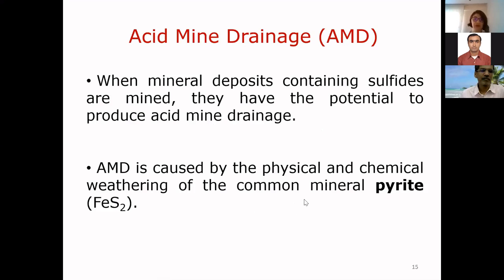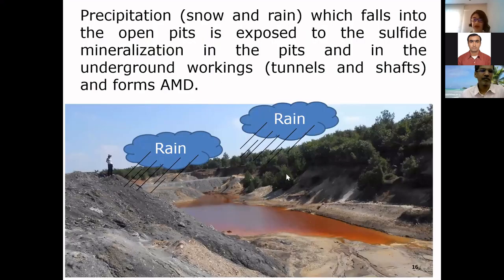pyrite. And this photo is from an abandoned mining site from Çanakkale, from Mine City, and after the precipitation comes to the pits, it is exposed to the sulfide mineralization in the pits and or in the underground workings, and forms the acidic drainage. And we have like this acidic lake here.